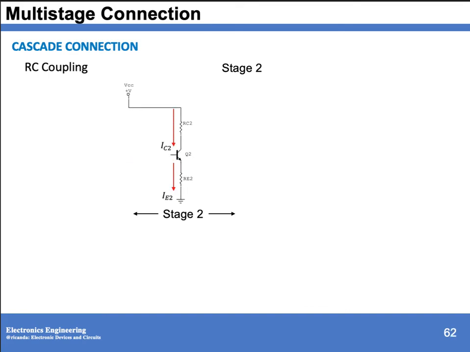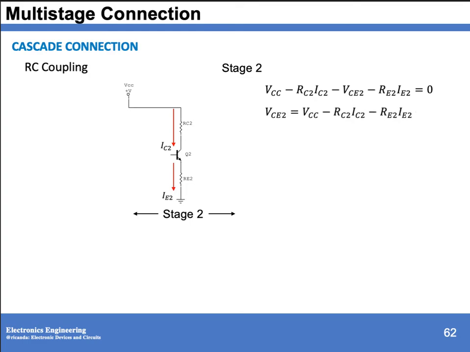Then for stage 2, output side, we have VCC minus RC2 IC2 minus VCE2 minus RE2 IE2 equals 0.